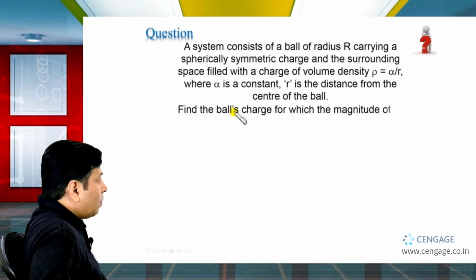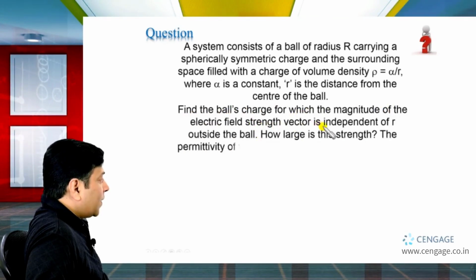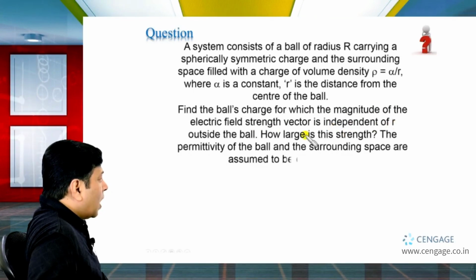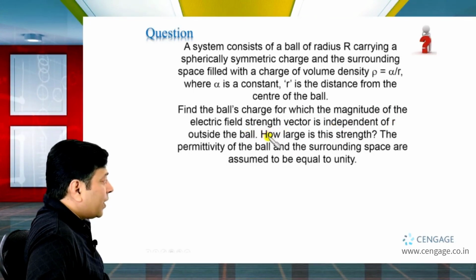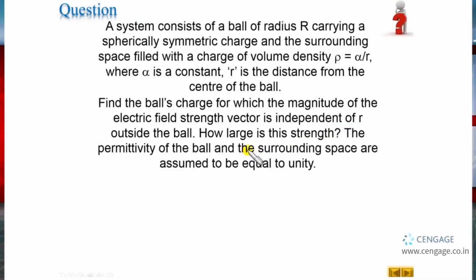We need to find the charge in the ball, for which the magnitude of the electric field strength vector is independent of r outside the ball, and also we need to calculate the electric field strength. The permittivity of the ball and surrounding space is assumed to be unity. This is the question. Now let us analyze the situation.